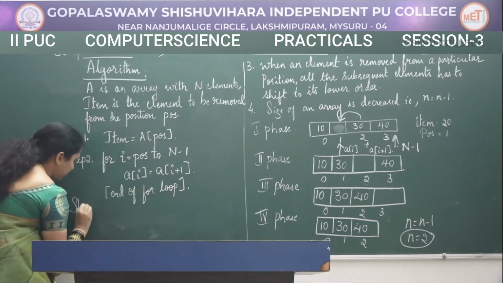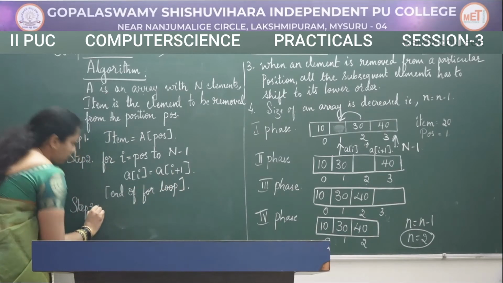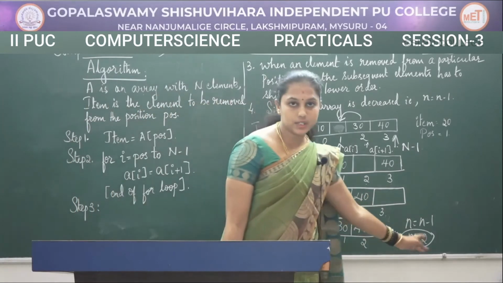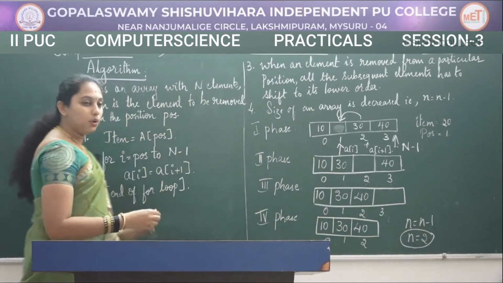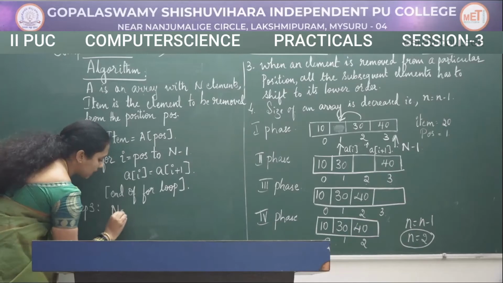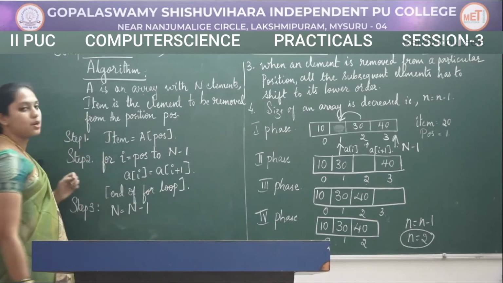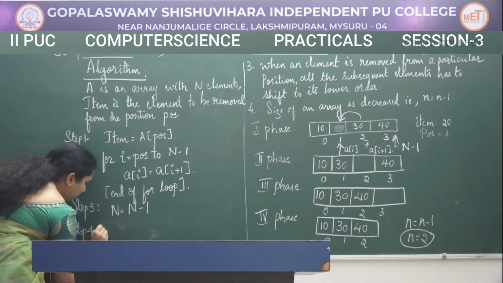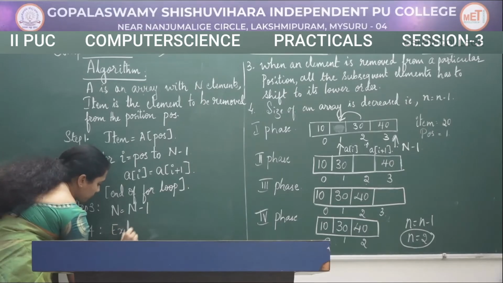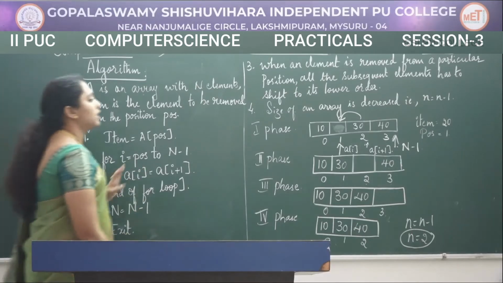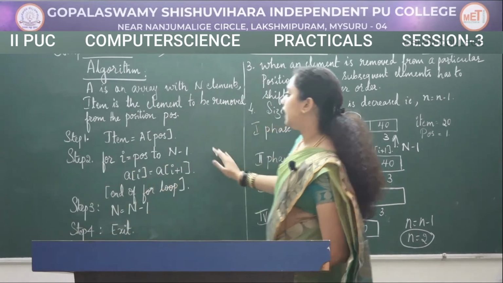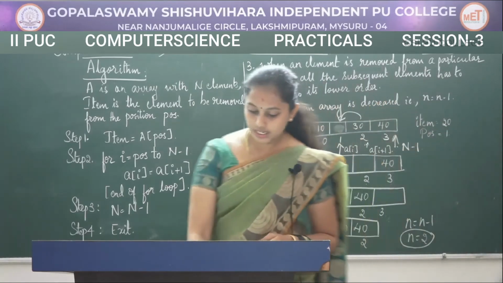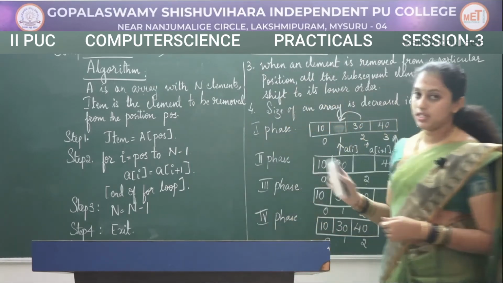So what is step 3? After deleting an element from an array, the size of an array is decreased by 1. So it is n is equal to n minus 1. Step 4 is exit. So this is an algorithm for deletion of an element from an array. Now let's write a C++ program for this.